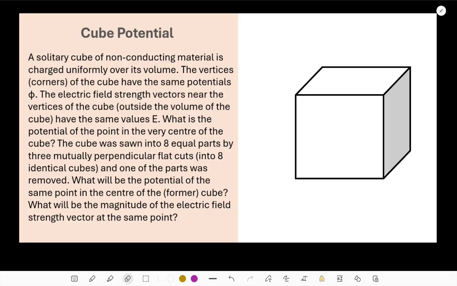Okay. Now the cube was sawn into 8 equal parts by 3 mutually perpendicular flat cuts. That means we are converting into 8 identical cubes. And one of the parts was removed. Okay, fine. What will be the potential of the same point in the center of the former cube? And what will be the magnitude of the electric field strength vector at the same point?